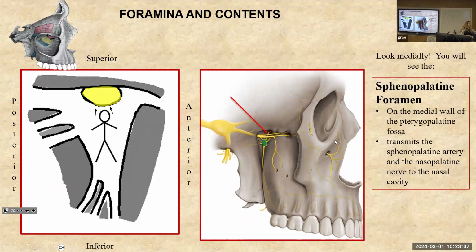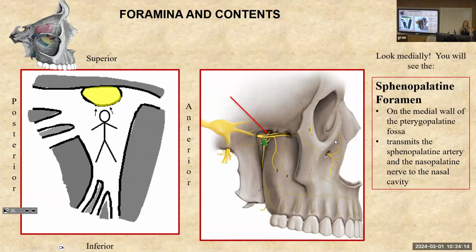Now, if I looked medially in the fossa, I would have a foramen called the sphenopalatine foramen. If you look at your dry skull and look into the pterygopalatine fossa with a little flashlight, you'll see a hole, and that hole is the sphenopalatine foramen. That is how the nerve from the pterygopalatine ganglion gets access to the nasal cavity. You'll have a whole other lecture on the nasal cavity, and you'll see how that nerve branches out and innervates both the medial and lateral aspects.